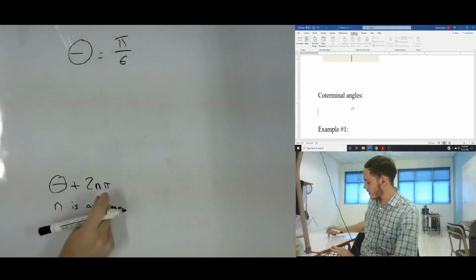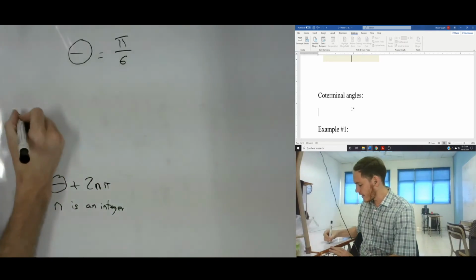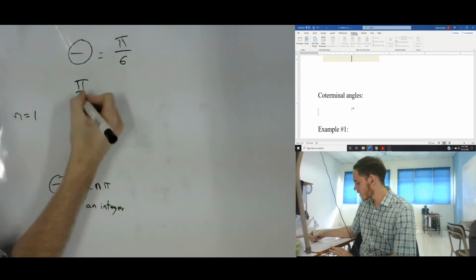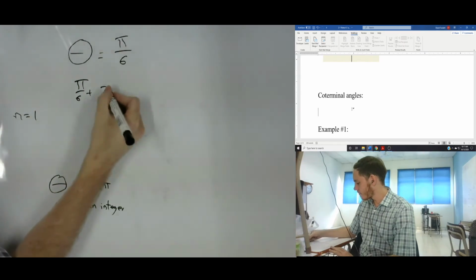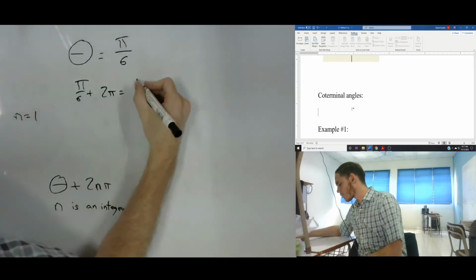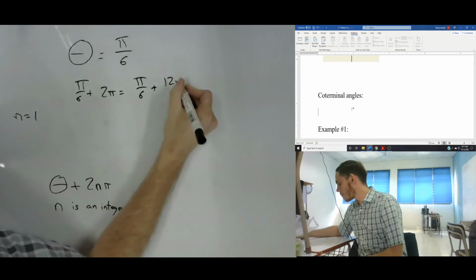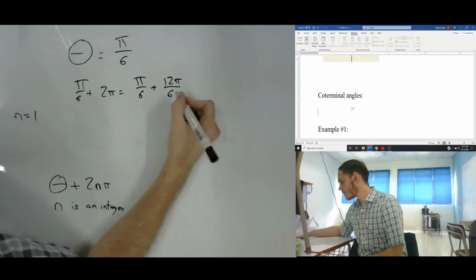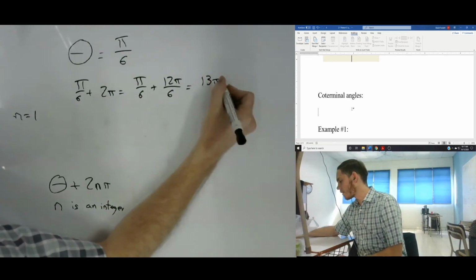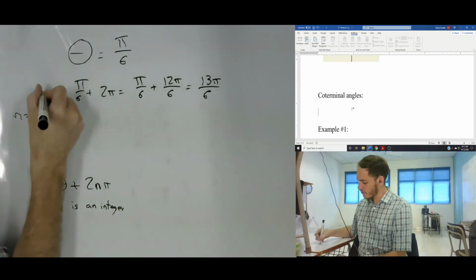Now we want to find coterminal angles. This is our method. So let's put n as 1. So let's say n equals 1 for a second. Then we're going to do pi over 6 plus 2 pi. Well, we need to work with fractions. So we have pi over 6 plus 12 pi over 6. Okay, got the same denominator. I can add the tops, so we get 13 pi over 6. So this is a coterminal angle. This is going to be our alpha.